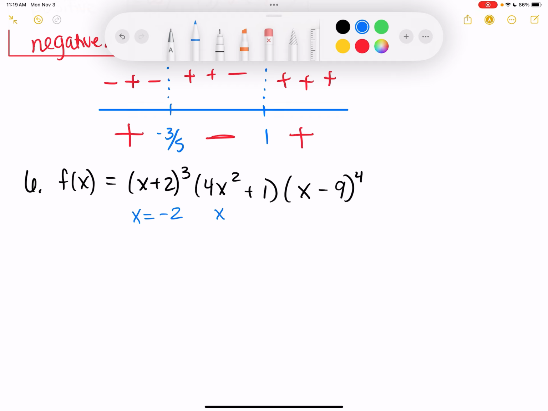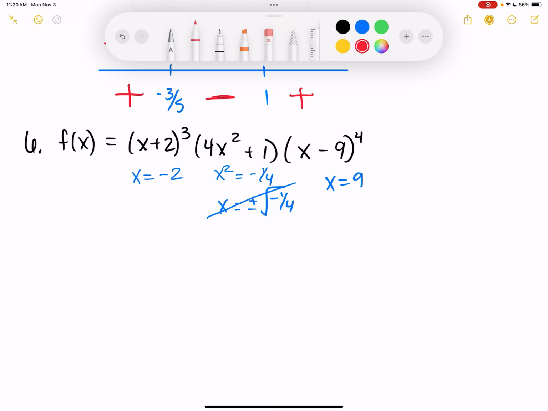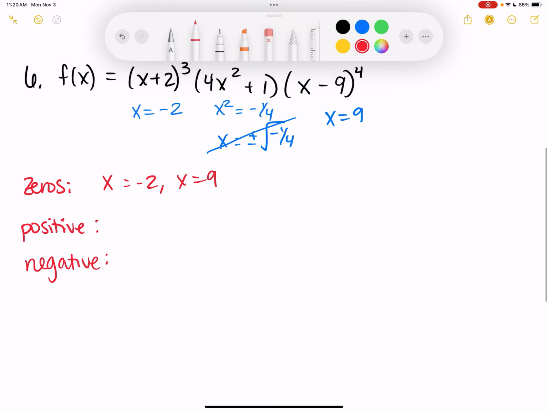Well, I'm going to do this one in steps because I don't want to lose this. X squared is equal to negative 1/4. So x is plus or minus the square root of negative 1/4. So that one's just going to go away. It's not doing anything for us. And then x is equal to 9. So my only two zeros that are real are negative 2 and 9. So I'm going to set up my sign chart.